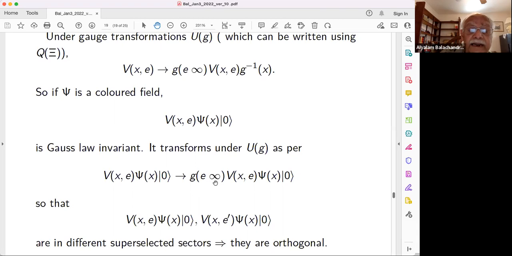So what happens is that if I take E and E prime, and I look at V_{x,e} and V_{x,e'}, they transform differently under gauge transformations. So they are orthogonal. By the previous argument, they are superselected and they are orthogonal. I have not proved this, but by looking formally at eigenvalues of gauge transformations, which are different for this and this one, and the operator being formally unitary, you would expect that they are orthogonal. But because of this path-ordered integral, I would not know how to prove analytically that they are orthogonal. That will be interesting, but I don't know how to do it.